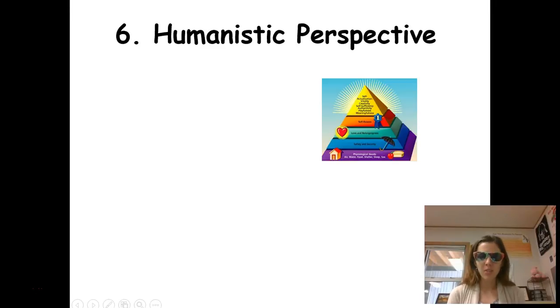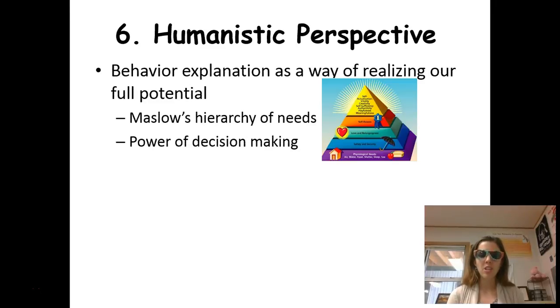Lens number 6 is the humanistic perspective, and we also talked about this in class today as well. It comes from the humanistic school of thought, where these psychologists believe that everybody is essentially good, and they're all on this journey to self-actualize. So I showed you a picture of Maslow's hierarchy of needs, and here it is again. But as we try and self-actualize, the things below that very top rung here help influence our behavior.